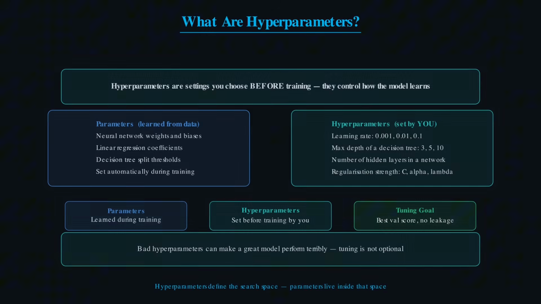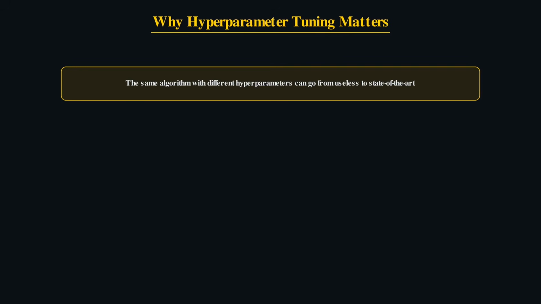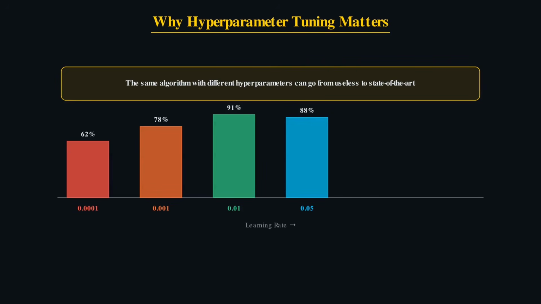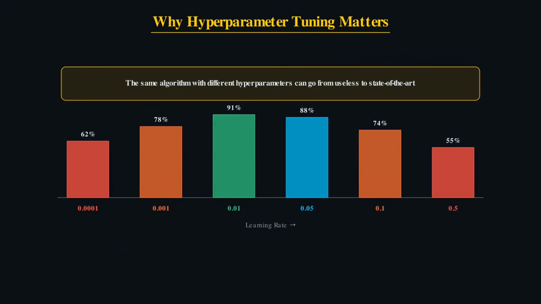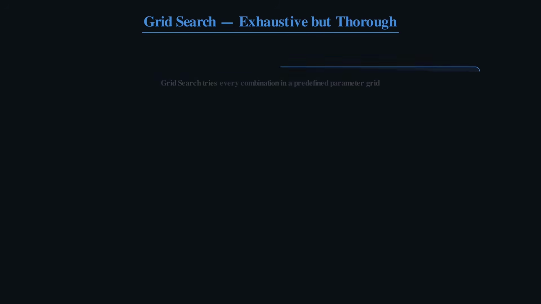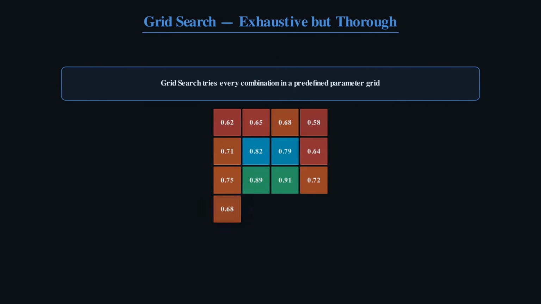Parameters are the values a model learns from data. Things like neural network weights, regression coefficients, and decision tree split thresholds. Hyperparameters are different. They are the settings you choose before training begins, and they control how the model learns. The learning rate, the maximum depth of a tree, the number of hidden layers, the regularization strength. None of these are learned automatically, you set them. And the values you pick have an enormous impact on the final result.